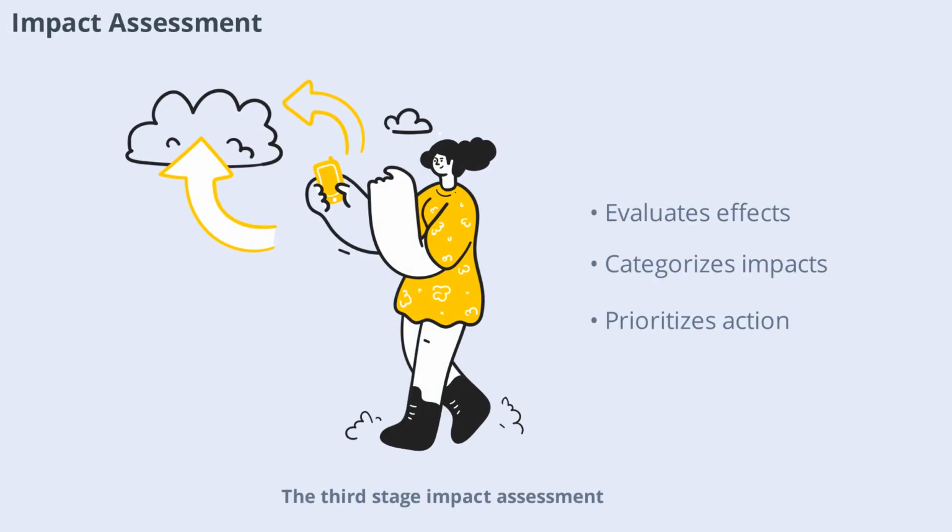The third stage, impact assessment, evaluates the potential environmental effects of the inputs and outputs identified in the inventory. This involves categorizing impacts, such as global warming potential, acidification, or resource depletion. By translating raw data into meaningful environmental indicators, engineers can prioritize which impacts are most significant and require action. This step is crucial for making informed decisions about sustainability.